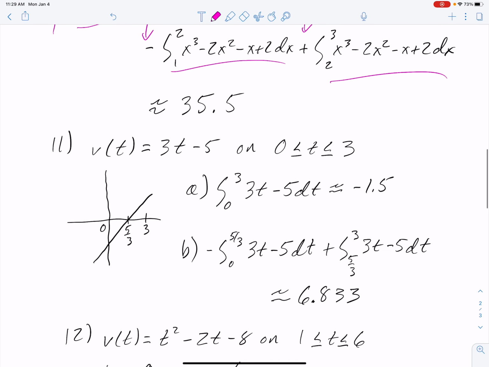11 wants to talk about total distance and displacement. Part A is total distance, so I just set up my integral and go. I use my A and my B value, my function, and I get my value.